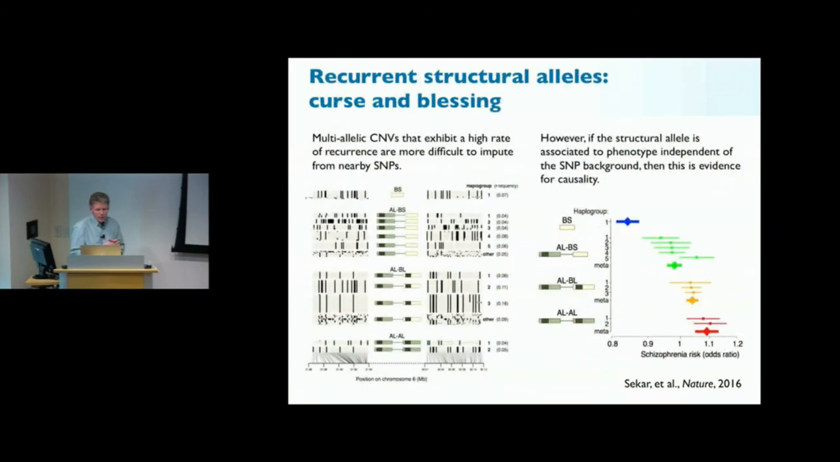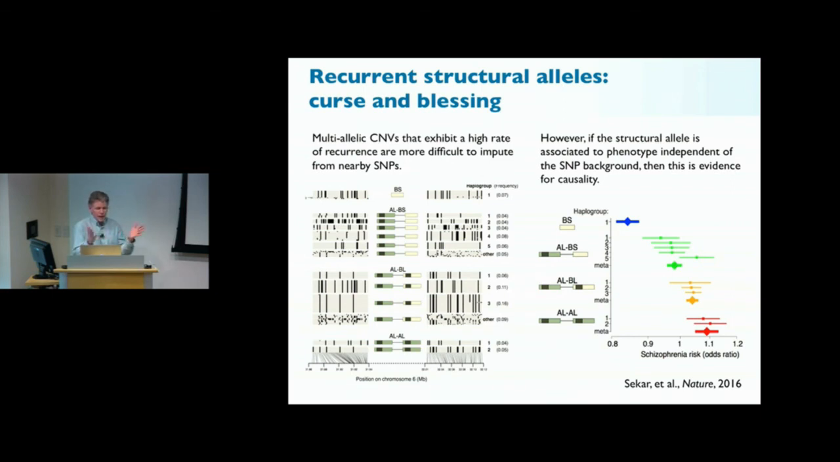And I'm going to spend just a minute on a really important theme that Ashwin found and utilized in this work. And it's this idea that we've talked about how these multi-allelic CNVs are recurrent, and this makes them difficult to impute, right?